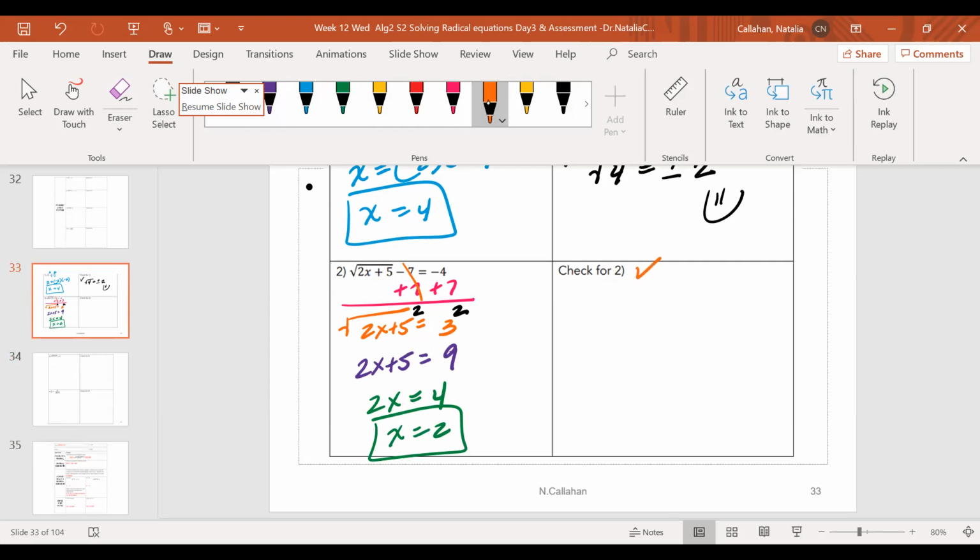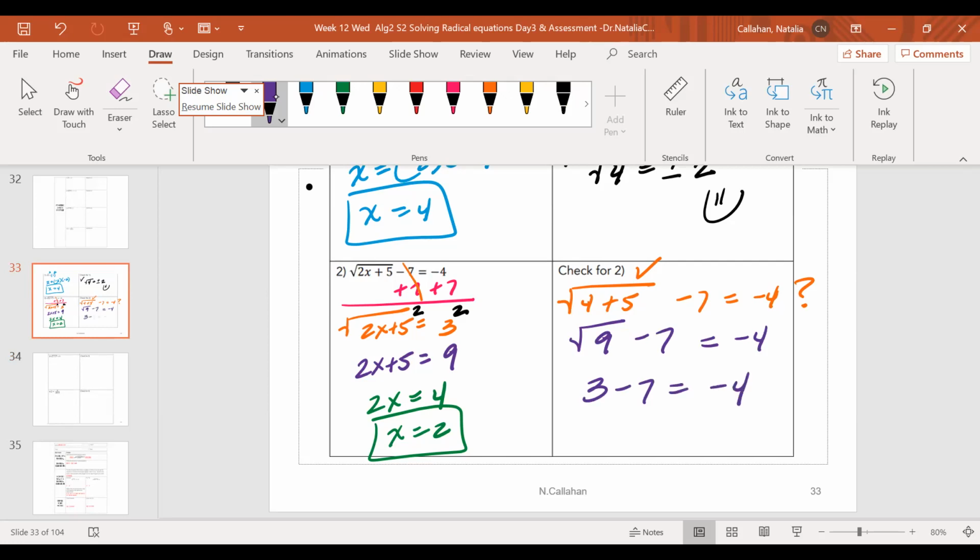So then when you check your answers here, you have the square root of 2x, which is 2 times 2, which is a 4, plus 5, minus 7. Does that equal -4? And I put a question mark because I really don't know. And that's why you want to do this. Well, 4 plus 5 is a 9, the square root of 9 is a 3, minus 7. Does that equal -4? It does, because you have -4 equals -4, so it checks out.